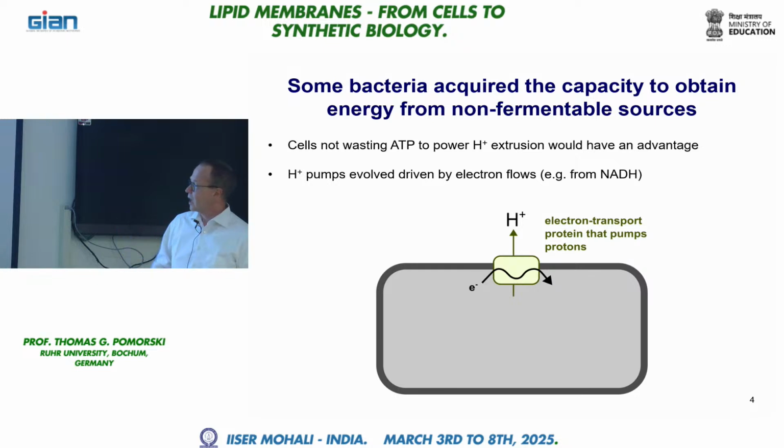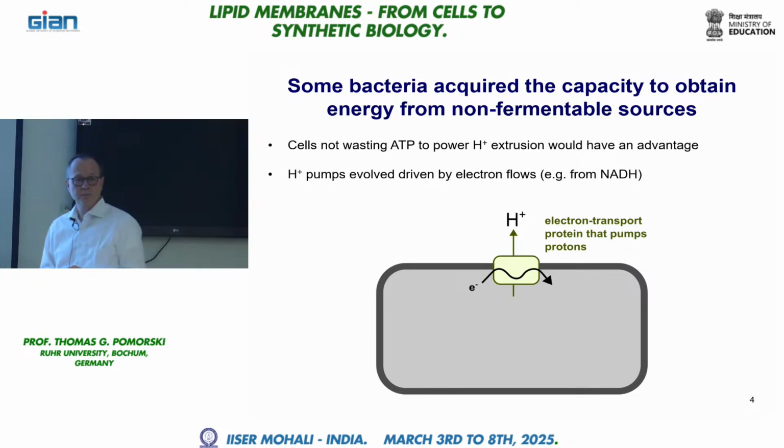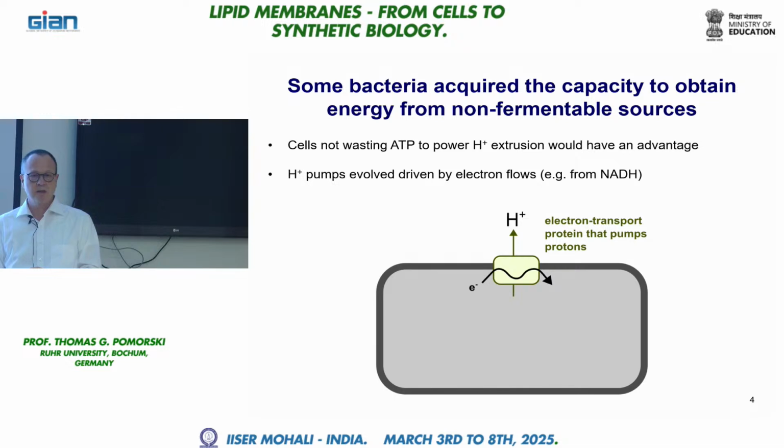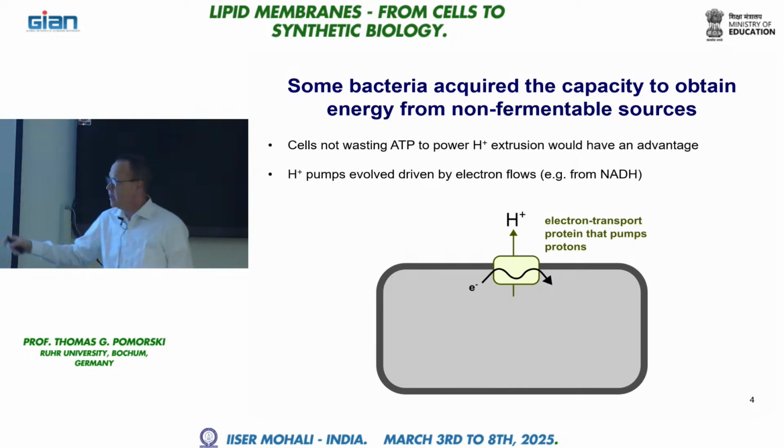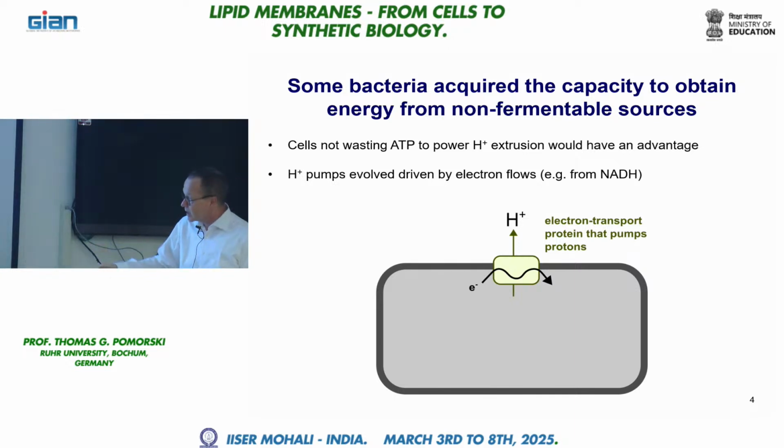So probably thousands or millions of years later, some organisms came up, or at least one organism came up, with a proton pump that would not be driven by ATP, but by electrons derived from the organic material that they had taken up. These organisms would have a huge advantage now, because they would still make a proton gradient that can drive uptake, but would not waste ATP, and would rather use the energy-rich electrons. Okay?